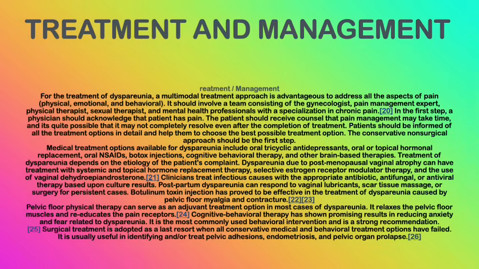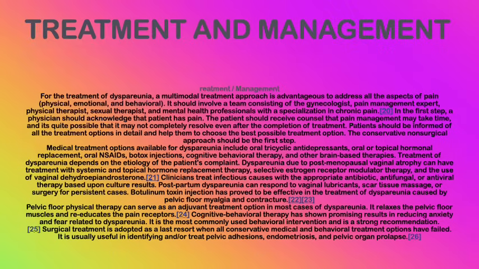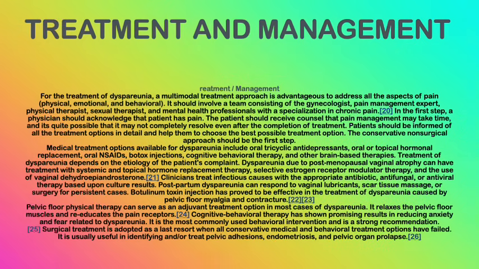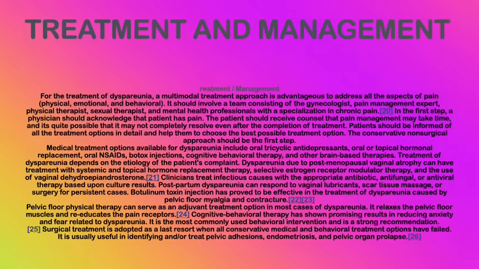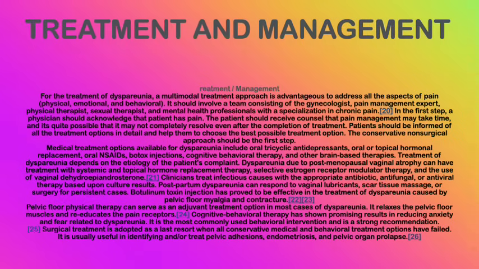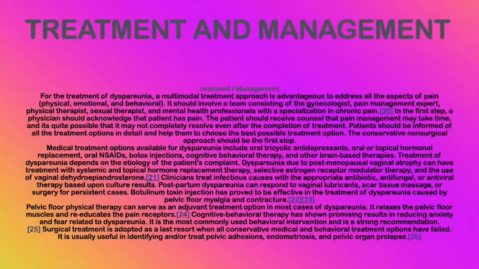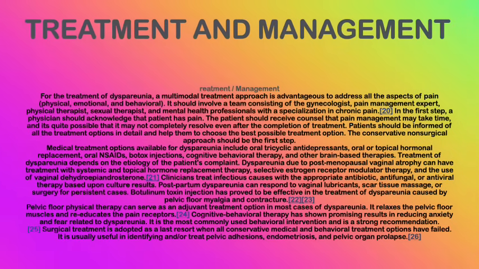Botulinum toxin injection has proved to be effective in the treatment of dyspareunia caused by pelvic floor myalgia and contraction. Pelvic floor physical therapy can serve as an adjuvant treatment option in most cases of dyspareunia. It relaxes pelvic floor muscle and re-educates pain receptors. Cognitive behavioral therapy has shown promising results in reducing anxiety and fear related to dyspareunia. It is the most commonly used behavioral intervention and is a strong recommendation. Surgical treatment is adopted as a last resort when all conservative medication and behavioral treatment have failed. It is usually useful in identifying or treating pelvic adhesion, endometriosis, and pelvic organ prolapse.